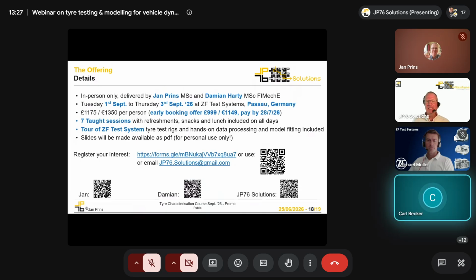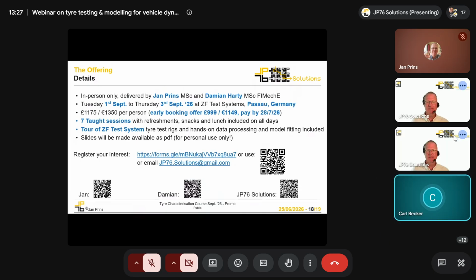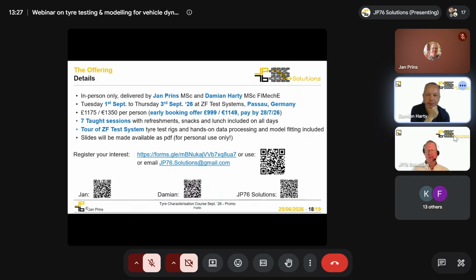Yes, Carl Becker from University of Pretoria. Hi. Have you guys had any experience with agricultural tires? Because those large lugs cause havoc. Yeah, I personally don't have any experience with that. We will touch on a little bit about soft soil modelling on the course, but just 1 or 2 slides and just explaining that it's very complicated.